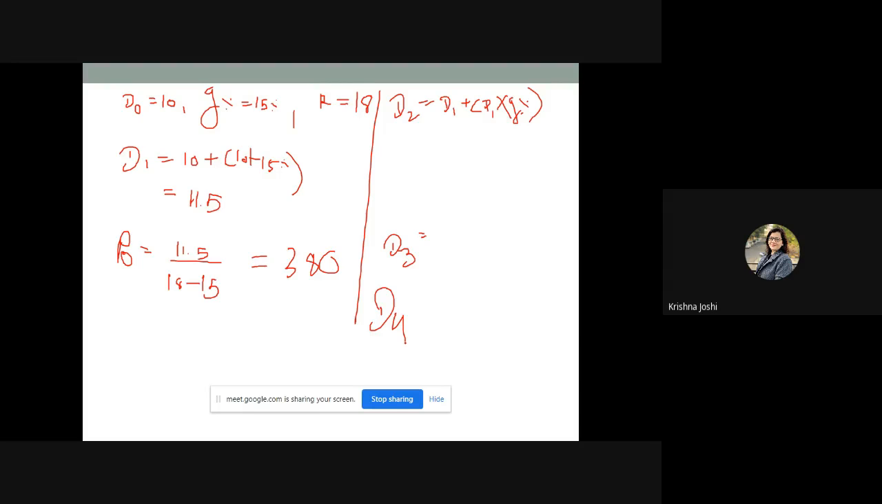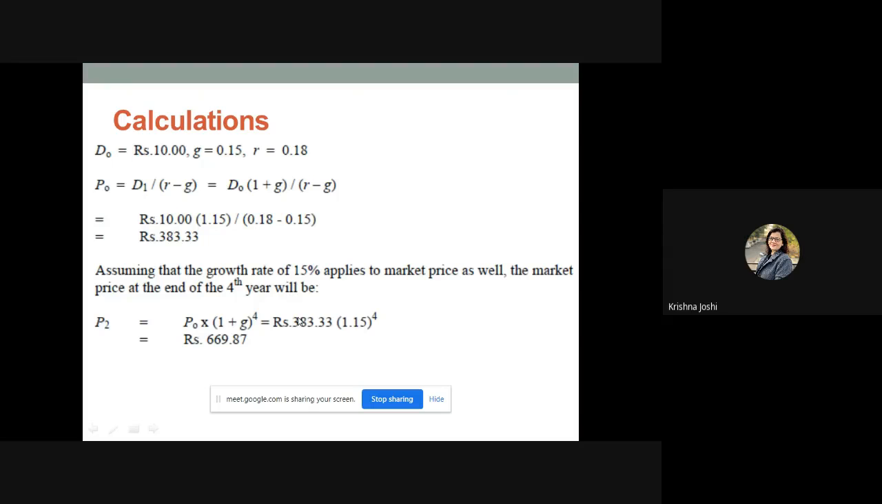So you have to do it 4 times. So the answer will be multiplied 4 times. What you can do is simply add 1 plus G raised to 4. If 6 years were given here, you would do 1 plus G raised to 6, right?